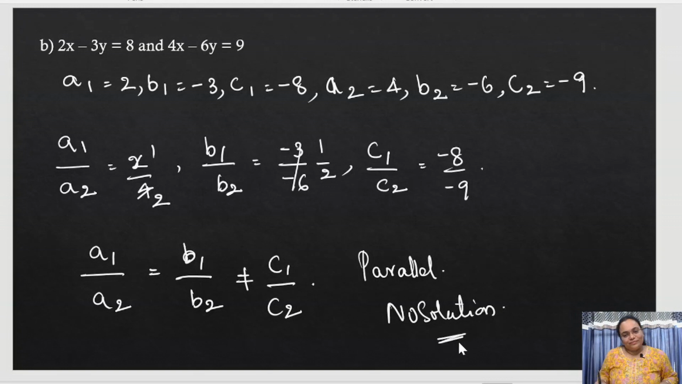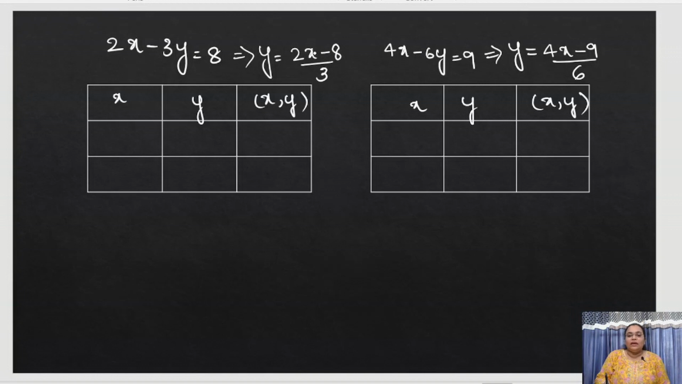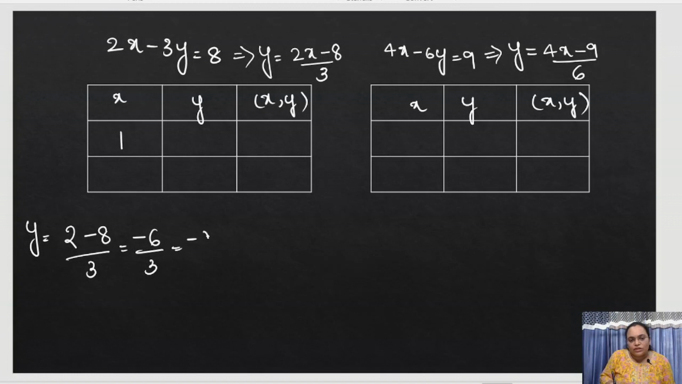Okay. Now let us plot the graph. So see here, if you take x equals 0 here, this will be a negative, right? So let us ignore it. If you take x equals 1, you will get y equals 2 of 1 is 2, minus 8 by 3, which is minus 6 by 3, which is minus 2. So you will get y equals minus 2. So the point is 1 and minus 2.